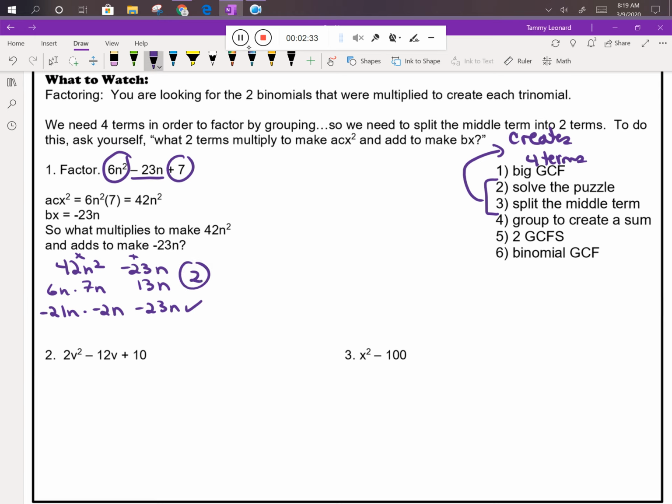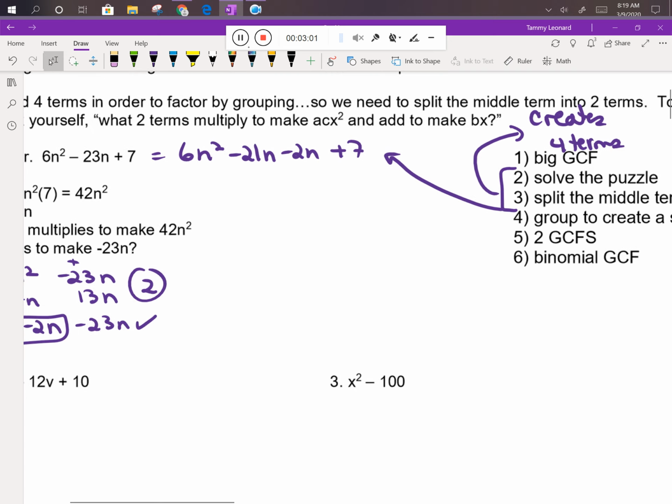So now we're doing step 3, split the middle term. So we're going to rewrite the problem. The 6n squared is going to stay, and so is the 7, because those aren't the middle terms. But that negative 23n is going to get split up into those 2 pieces that we just identified, negative 21n minus 2n. That's step 3, split the middle term. So now we're back in a situation like the notes that we were doing in lesson 4. We're ready to group to create a sum.